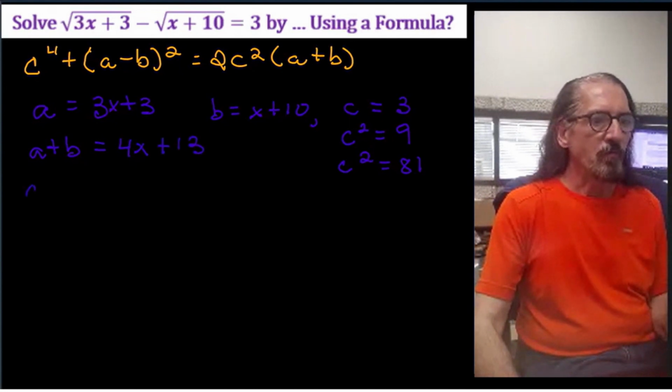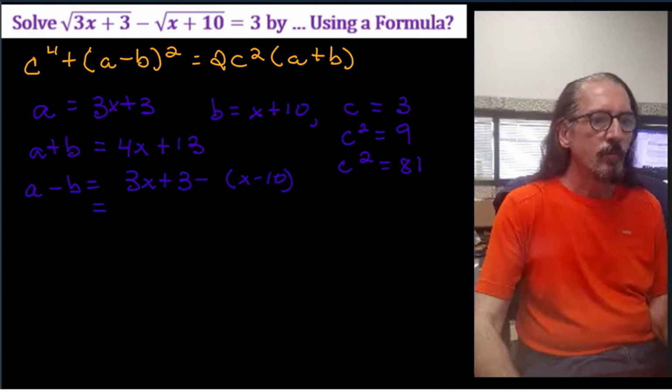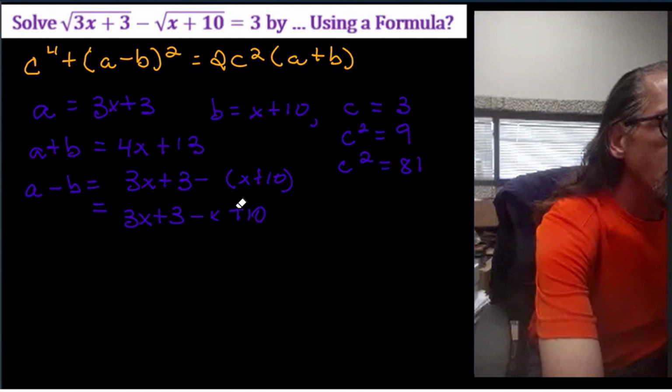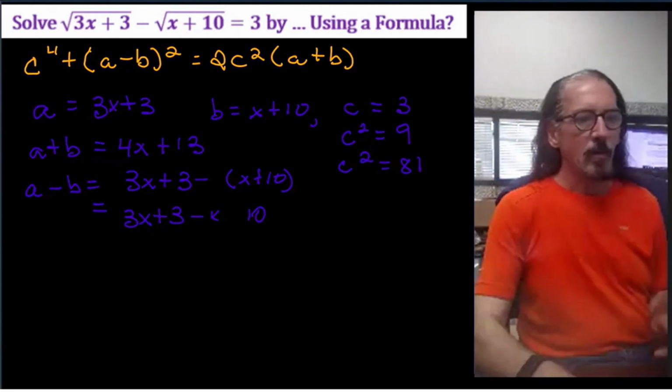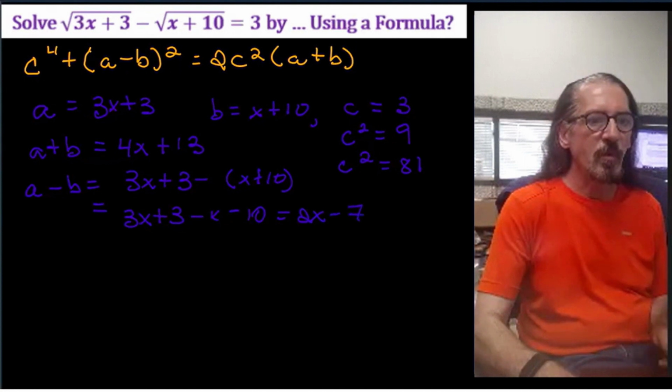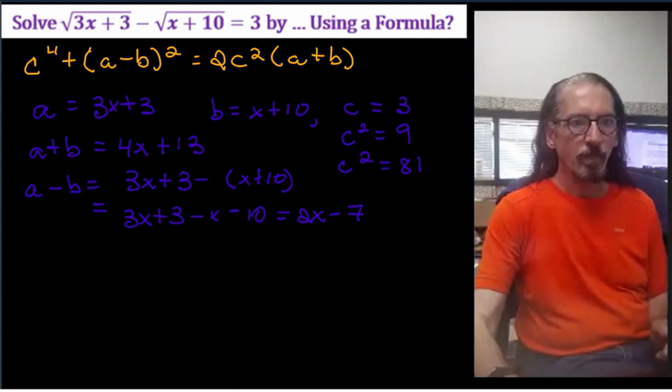Obviously, we need to be a little more careful with a minus b. 3x plus 3 minus x minus 10. We'll have 2x, oops, plus 10 there, and minus 10 here. So 3x minus x will give us 2x. And 3 minus 10 will give us a negative 7. So 2x minus 7. All right.